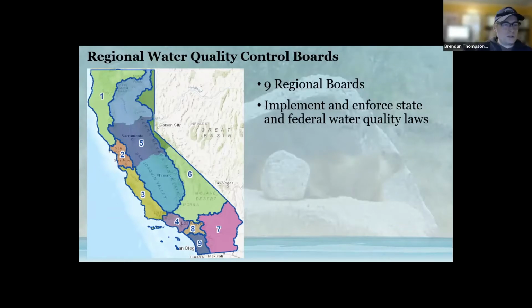And all the regional boards implement and enforce not only state water quality laws, but also federal water quality laws. The state law we implement and enforce is our laws underneath the California Water Code. And the federal laws that the regional boards have been delegated to implement and enforce are regulations coming from the famous Clean Water Act. So that is who we are and what we do.